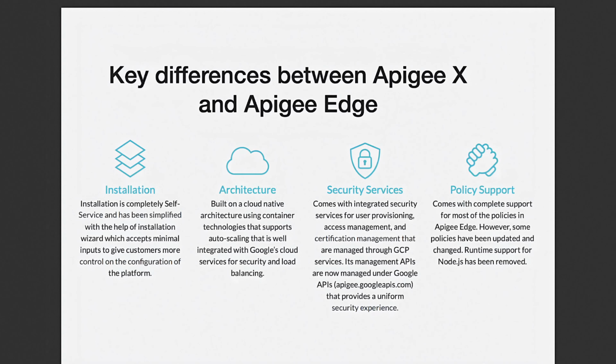Some key differences between Apigee Edge and X are installation. The installation process has been completely revamped and is now simpler than ever. You now have three different methods of setting up your Apigee platform. You've got the installation wizard, manual method, and an automation script that allows you to configure your Apigee platform. Also, architecture. Apigee X is built on a cloud-native architecture using containers that allow for easy scaling, as well as improved security services and policy support.